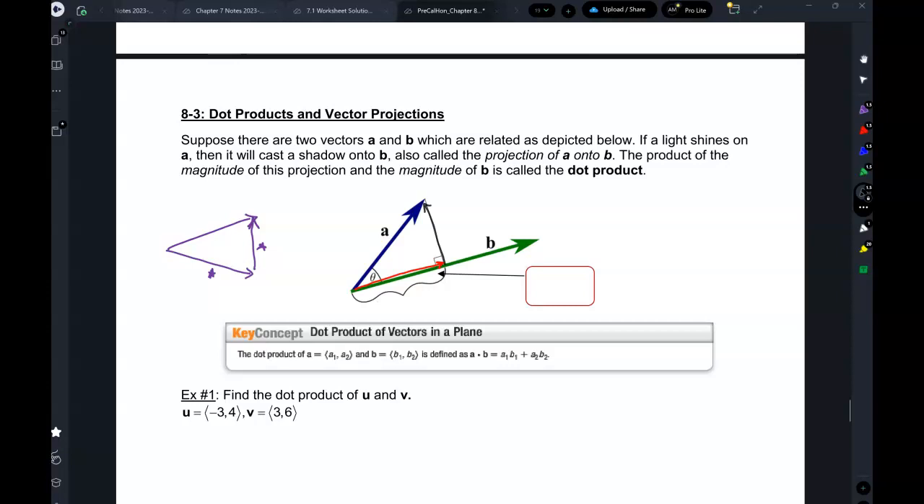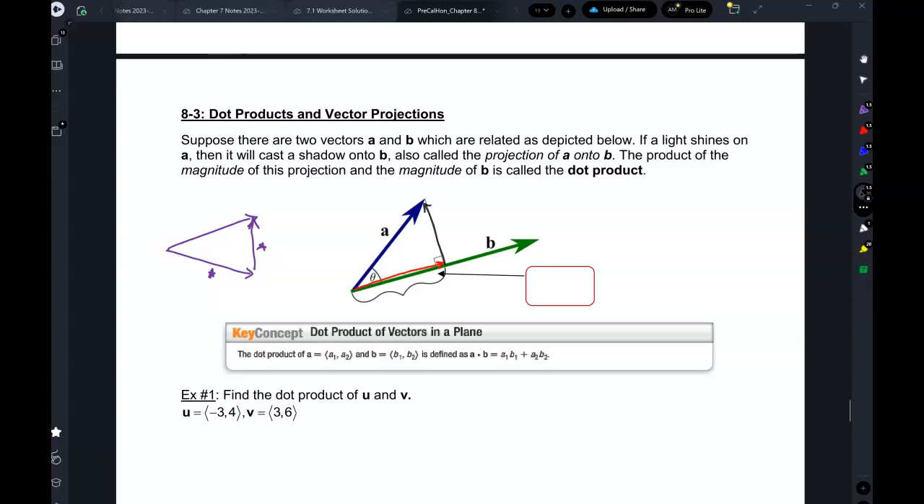Now, I can very easily take a ruler, measure that red vector, which is the projection of A onto B, and I get a length, a scalar, a number, like 3.2 centimeters. And I can also take a ruler and measure the length of vector B, and that's another scalar, a regular old number. So now I have two numbers, the length of the red, the length of the green. When I multiply those together, I get what is called the dot product.